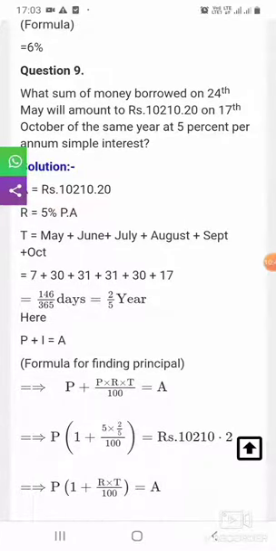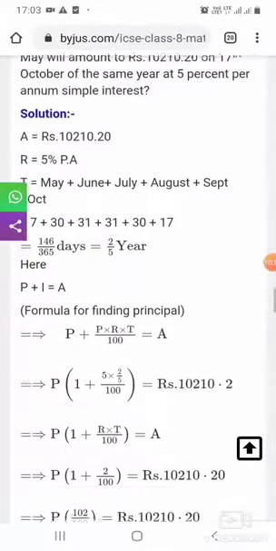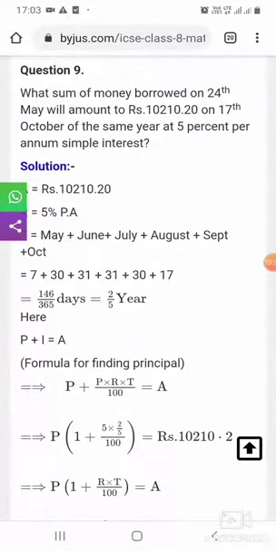So now what we have to do is find the amount. The amount here is 10,210 rupees 20 paise. Now we can find out the time here in years. First of all, we should count the days so that it is easy. 24th May is what we have taken as the point of time. There are 31 days in the month of May, so 24 to 31 is 7 days.